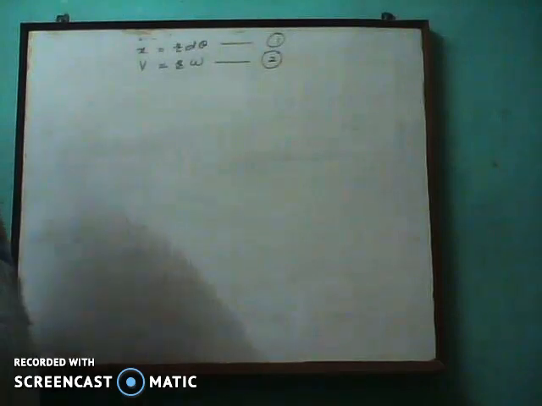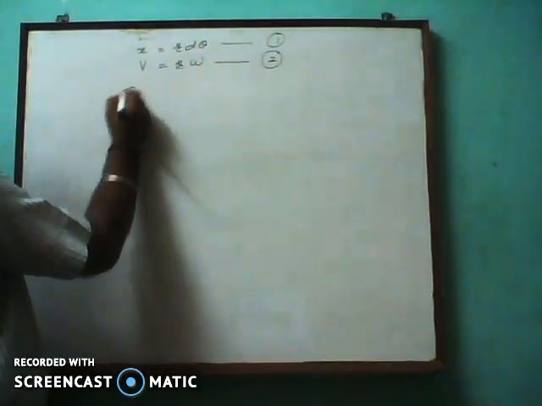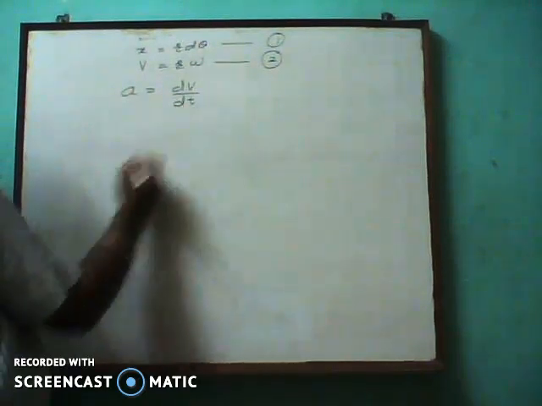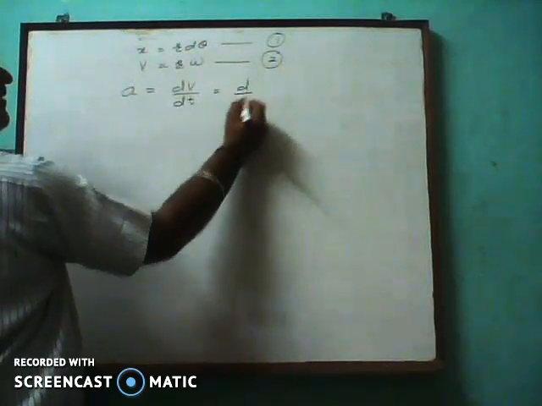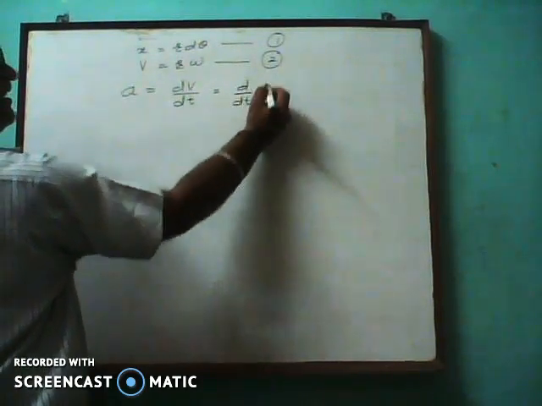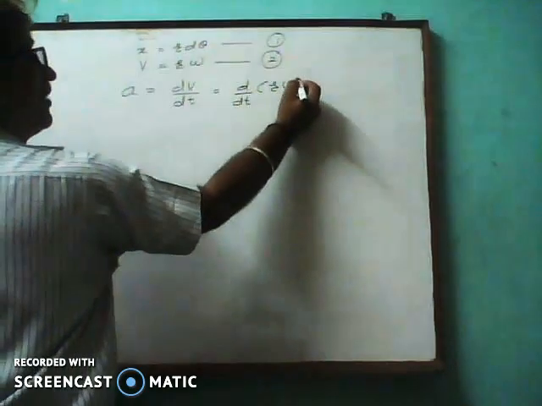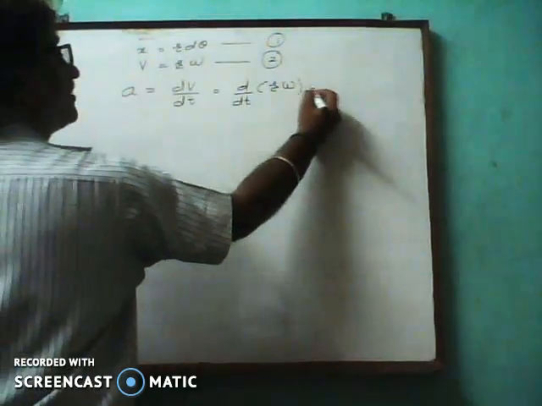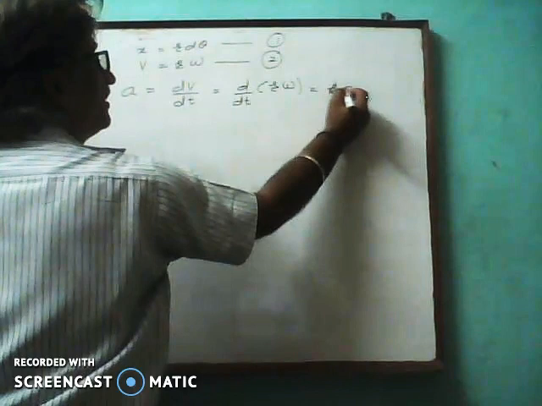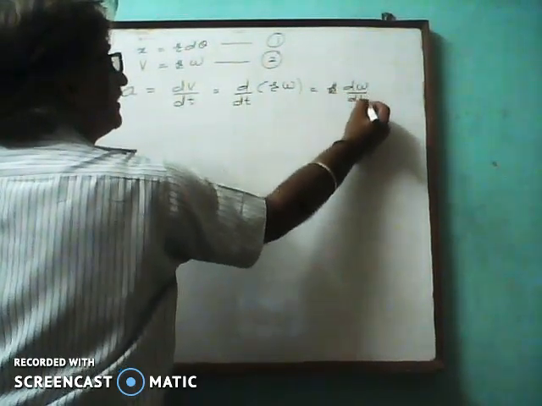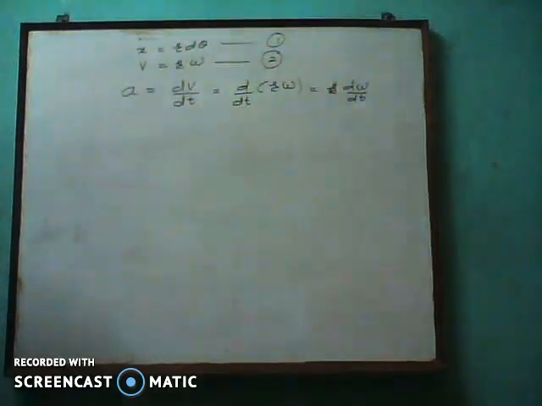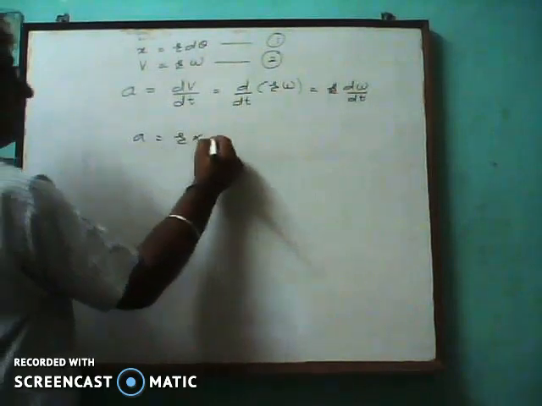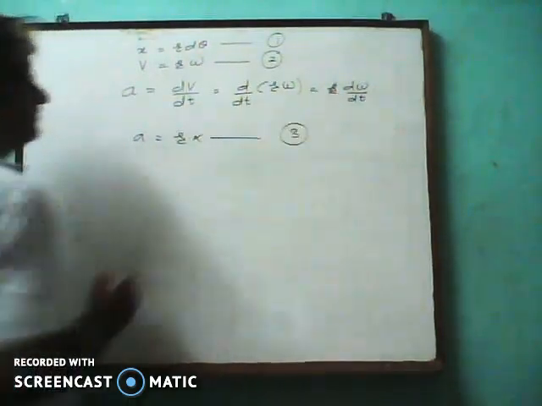We have seen the two relations: x equals r d theta, relation 1, and v equals r omega, relation 2. Then we have to see another relation, linear acceleration a, equal to the rate of change of linear velocity with respect to time, which is equal to d/dt of (r omega). We can substitute the value of v here, so it is equal to r into d omega upon dt. And by definition, in rotational motion, a equals r alpha. That is the third relation.